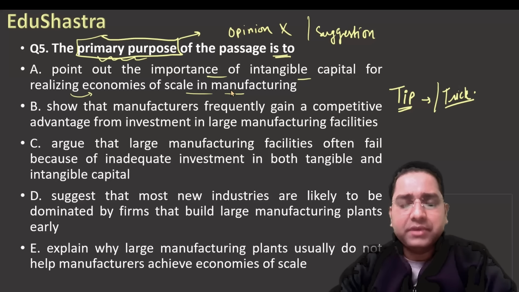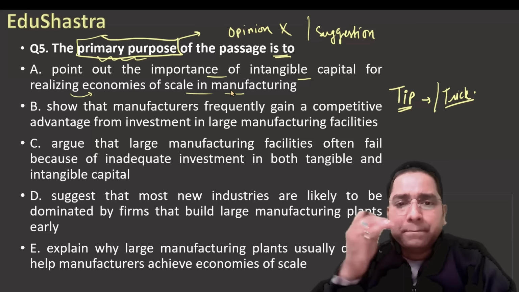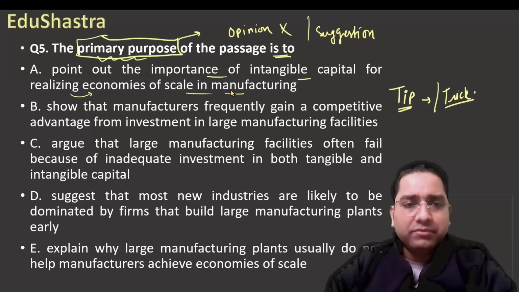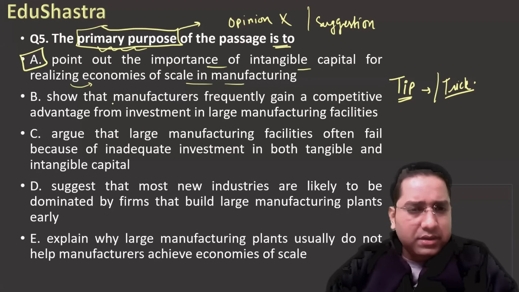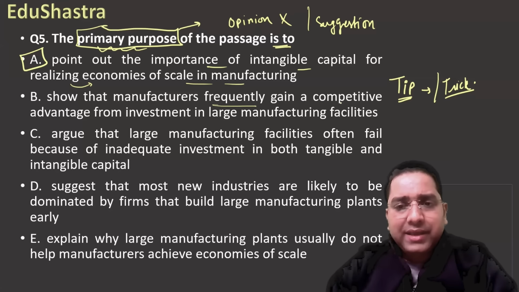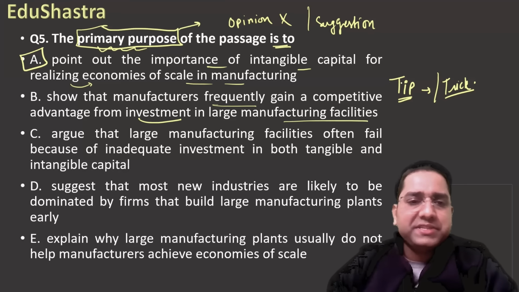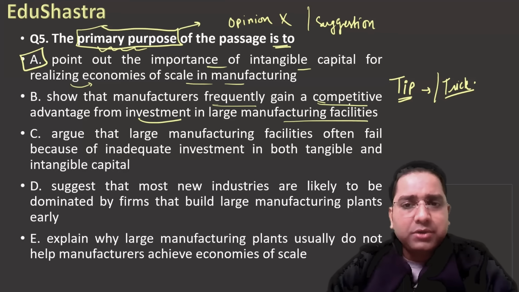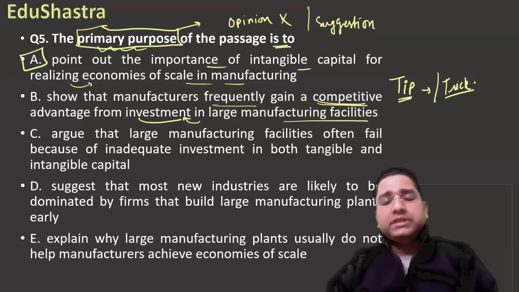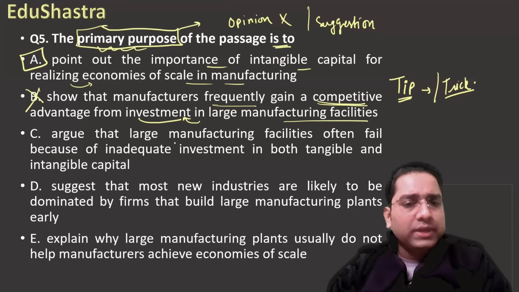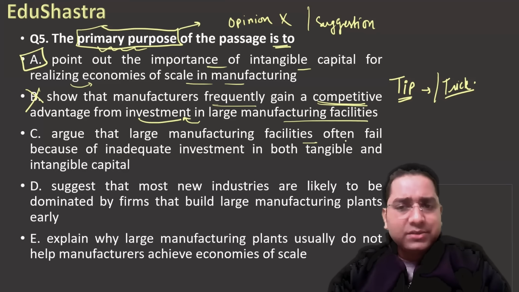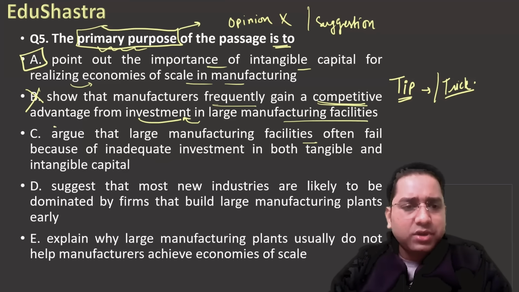Because the question is asking that as a whole, what the passage is trying to convey. So we can consider the first option. It is to show that manufacturers frequently gain a competitive advantage from investment in large manufacturing facilities. So yes, it is talking about competitive advantage, but not from investment, from the things which they already have, and that is why it is ruled out. To argue that large manufacturing facilities often fail because of, so it is not arguing.